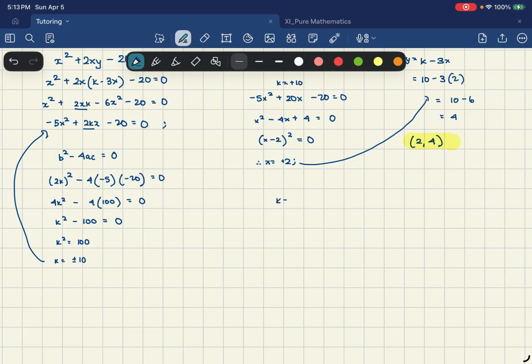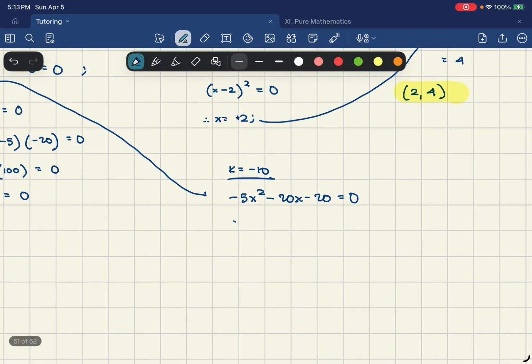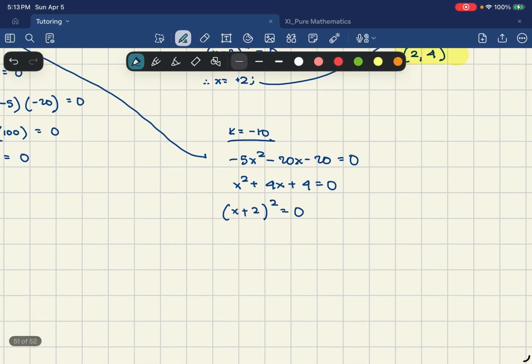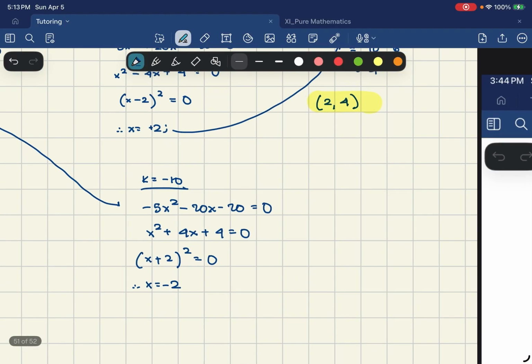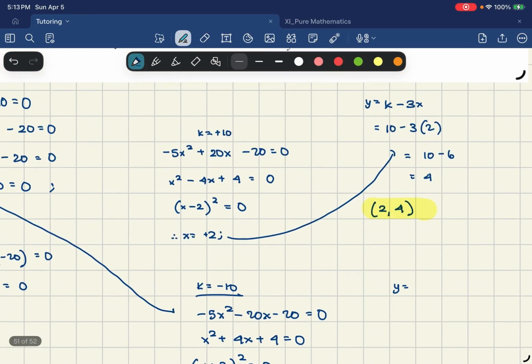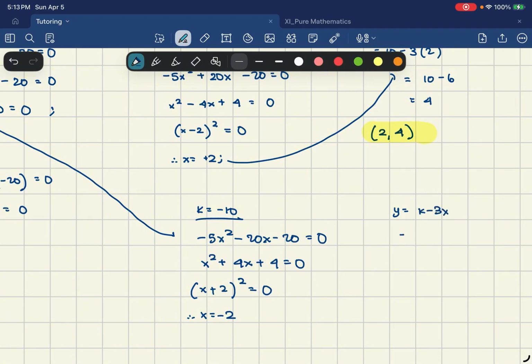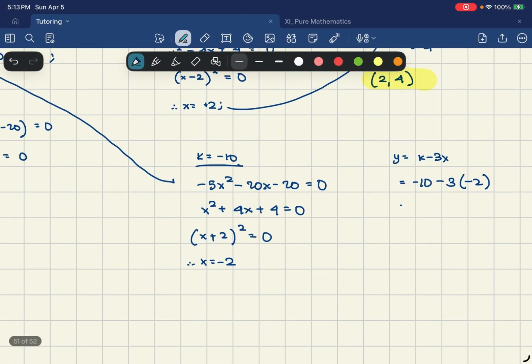If k is negative 10, then we have the equation. I have to substitute it here. Minus 5x squared minus 20x minus 20 is equal to 0. And if I divide everything by negative 5, I get x squared plus 4x plus 4. And that is just x plus 2 whole squared. And I get x is equal to negative 2. And now y is just k minus 3x. k is negative 10 minus 3, x is negative 2. So it's negative 10 plus 6, which is negative 4. So the intersection is negative 2 comma negative 4.